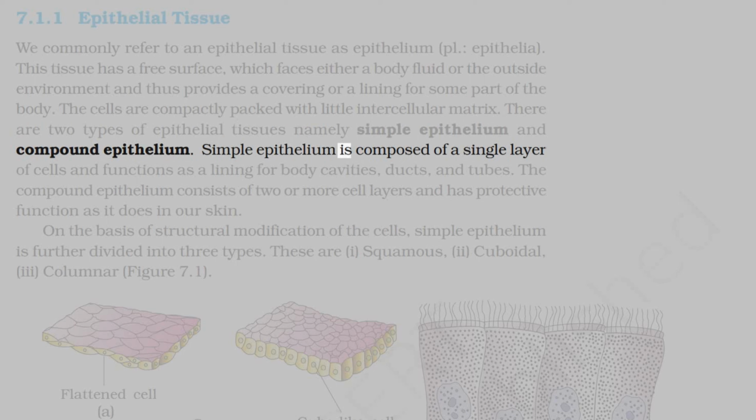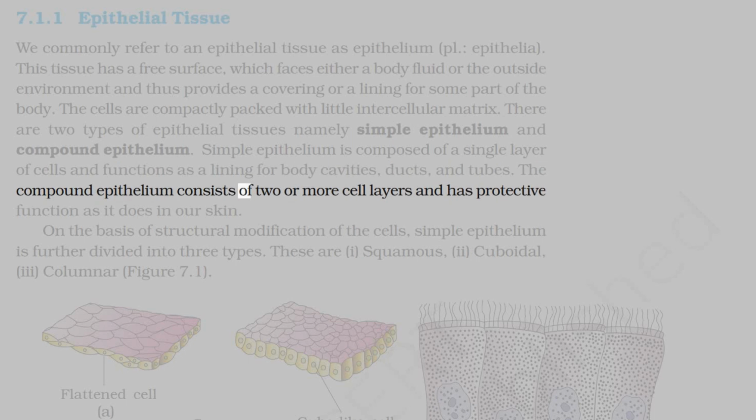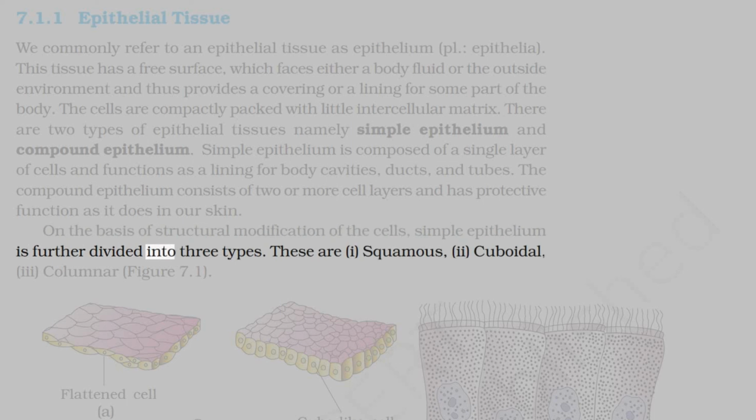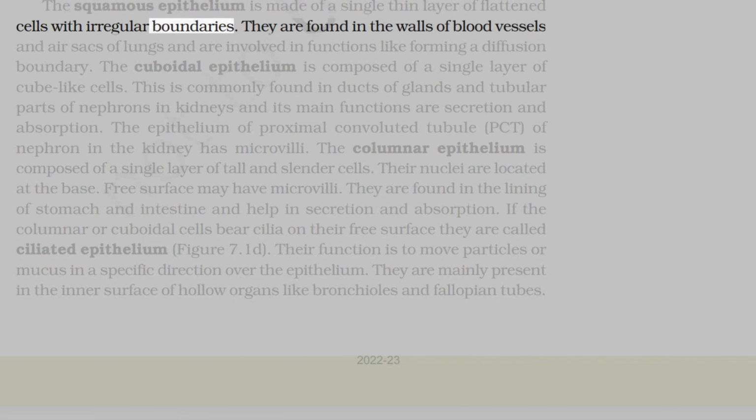Simple epithelium is composed of a single layer of cells and functions as a lining for body cavities, ducts and tubes. The compound epithelium consists of 2 or more cell layers and has protective function as it does in our skin. On the basis of structural modification of the cells, simple epithelium is further divided into 3 types. These are 1. Squamous, 2. Cuboidal, 3. Columnar. The squamous epithelium is made of a single thin layer of flattened cells with irregular boundaries.